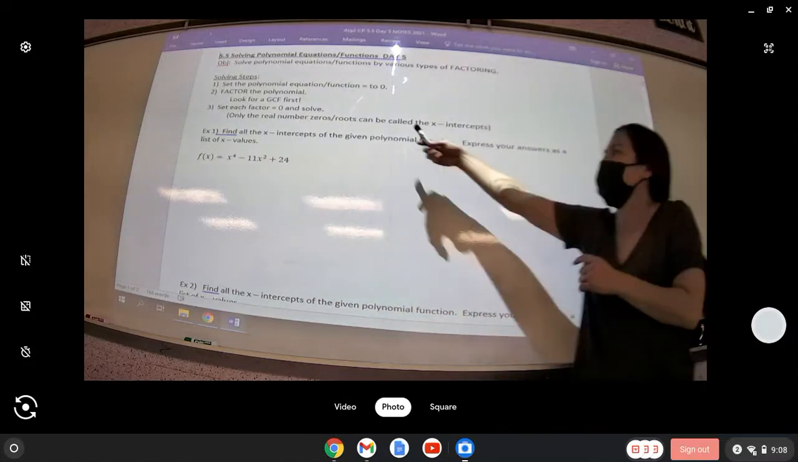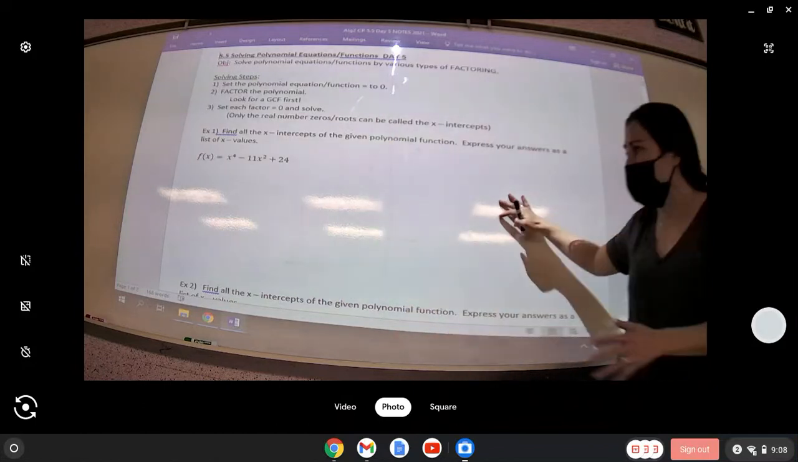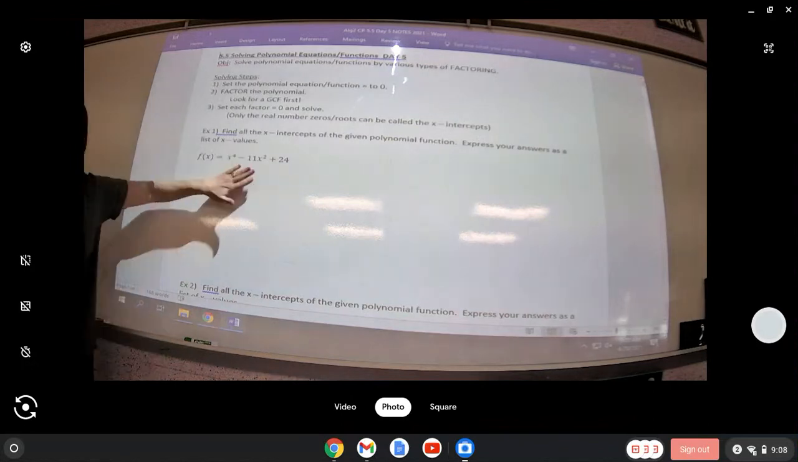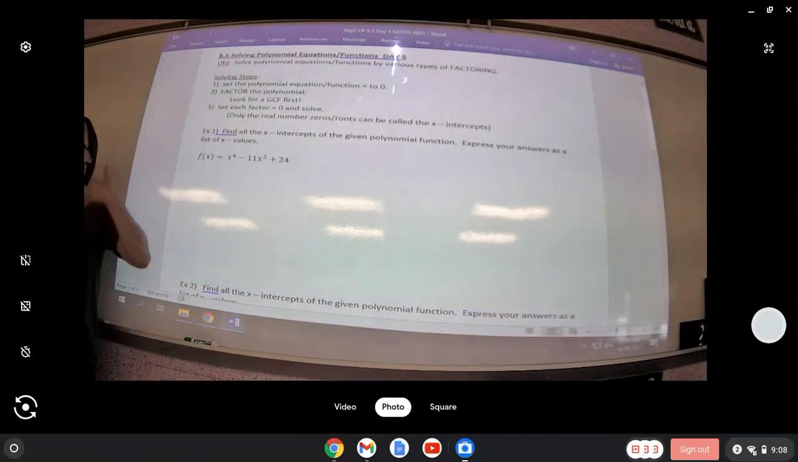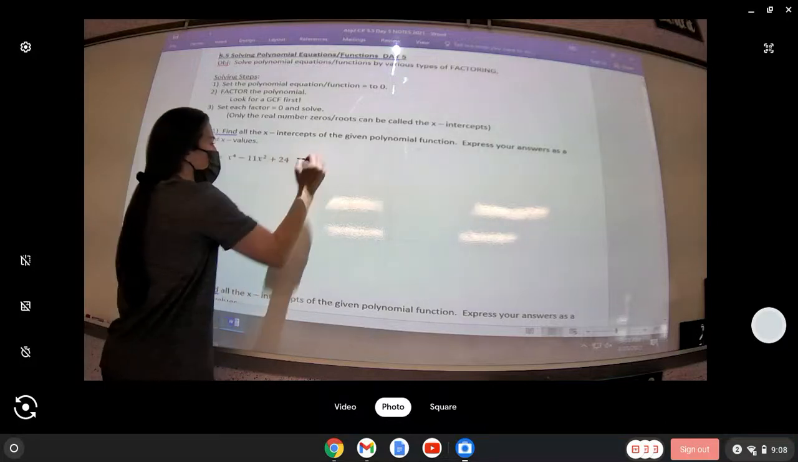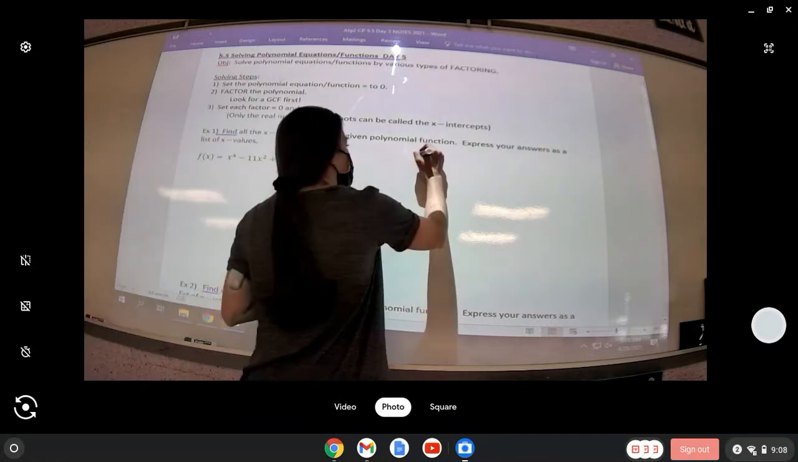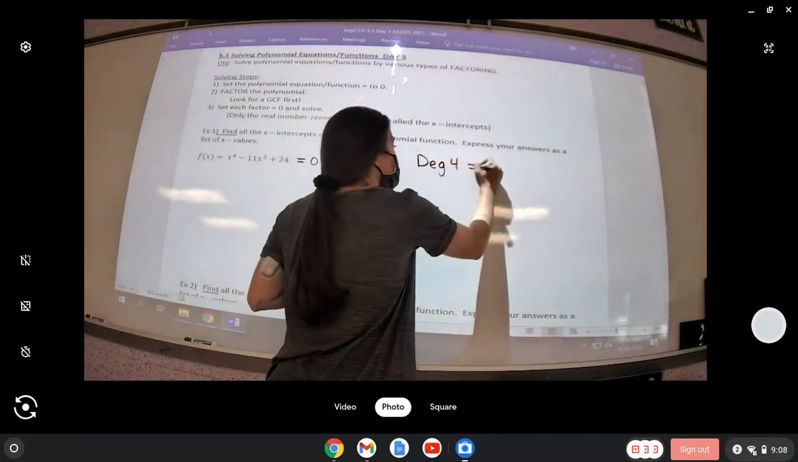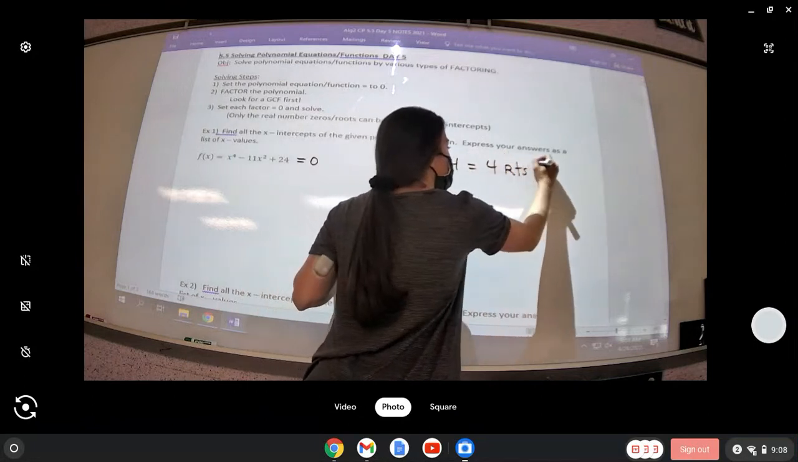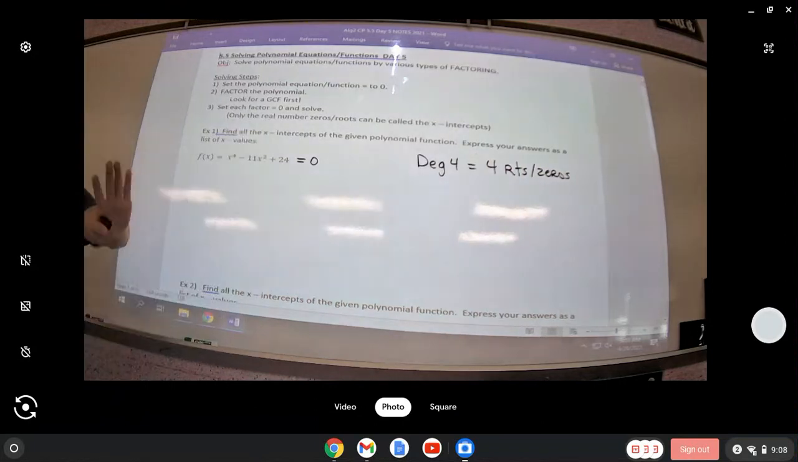So look here, I put the directions up top still, but in example 1, find all the x-intercepts. If we're going to find the x-intercepts of this polynomial function, we have to find the roots, the zeros, the answers. So let's set it equal to 0, and let's start solving. It is a degree 4 polynomial, so a degree 4 should have 4 roots or zeros or answers. But if any of those are imaginary, we're not going to include them as an x-intercept.